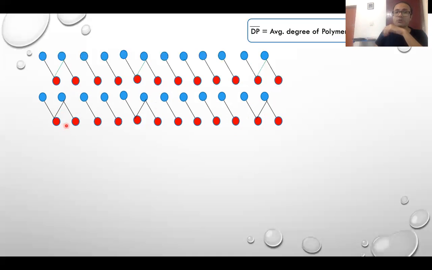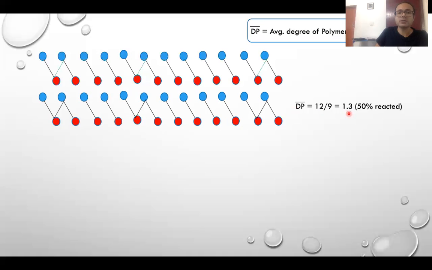Now let us look at how many molecules are present in the reaction mixture. You have 1 molecule here, 2, 3, 4, 5, 6, 7, 8, 9. So there are a total of 9 molecules present after 50% of the reaction. We calculate the total number of monomer molecules present initially divided by the number of molecules present in the reaction mixture. When we do it, we get the average degree of polymerization to be 1.3.